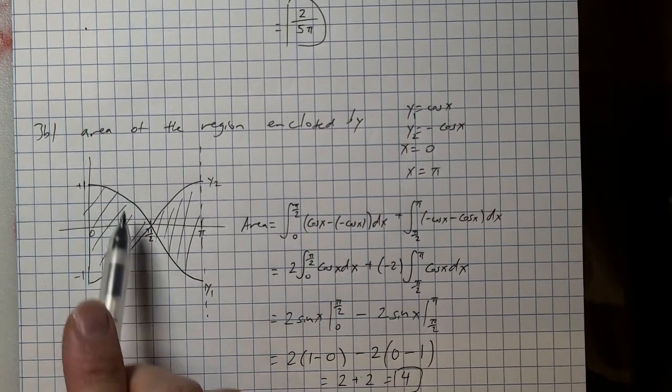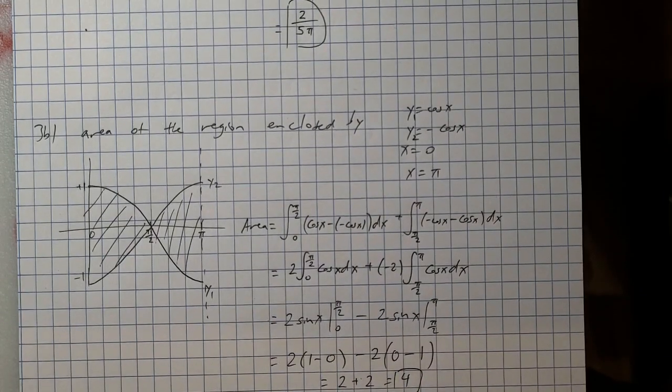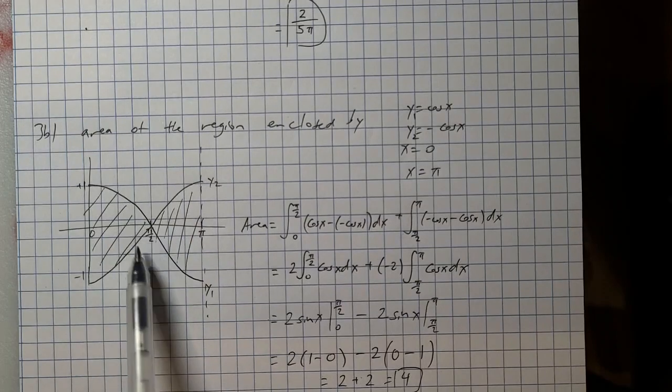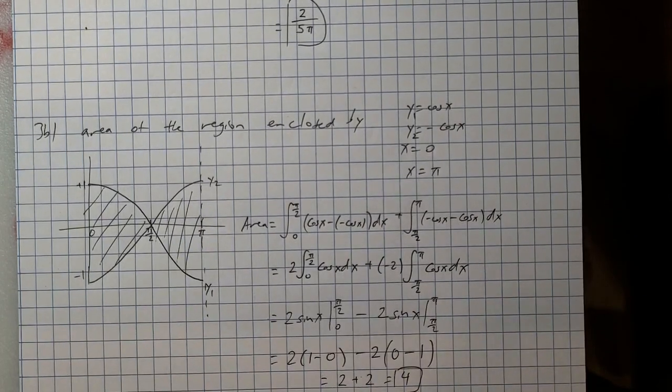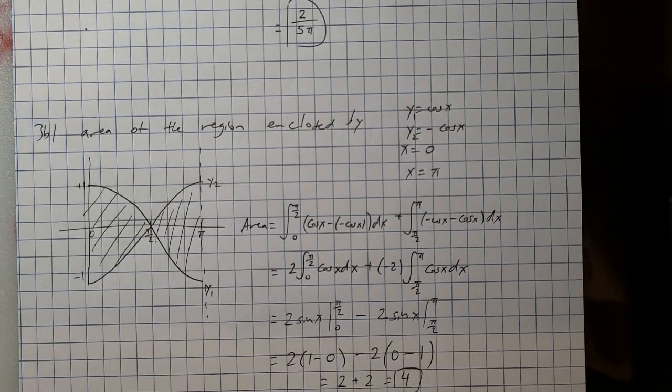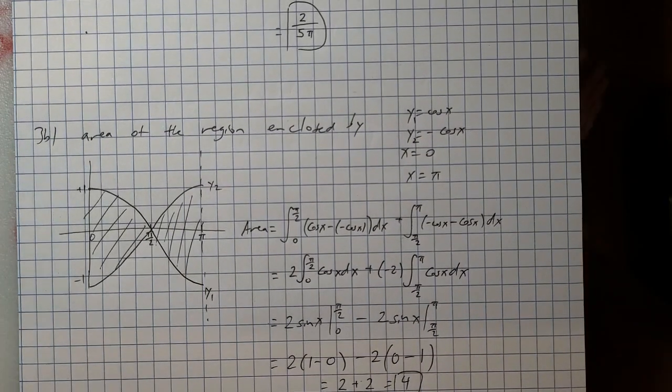Again, the trick is the upper curve and the lower curve change, so you have to write two integrals. And if you were smart about it, you would know also that they're symmetric, so you get just 2 times the first integral or something like that. But I showed you the long way to do it, which also works.